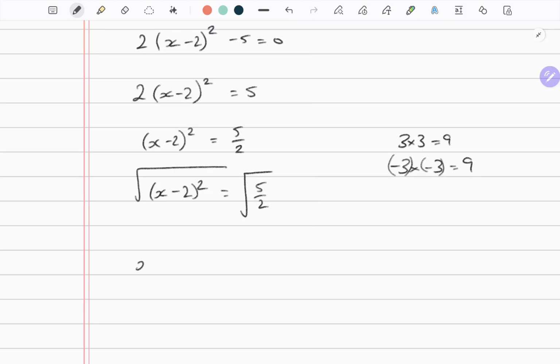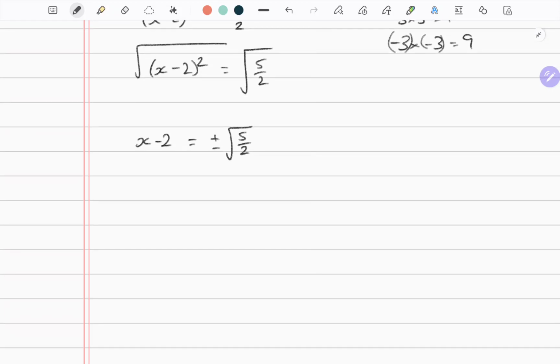So in this case, x minus 2 is equal to plus or minus the square root of 5 over 2, which means that our solutions for x, because we're going to add 2 to both sides, are that x could equal 2 plus the square root of 5 over 2, or x could equal 2 minus the square root of 5 over 2.